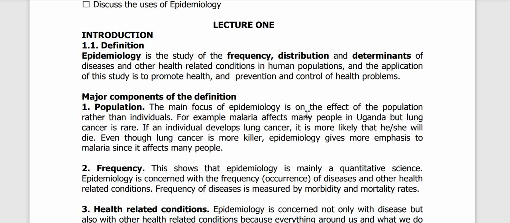And that's why I said here in epidemiology that even if lung cancer is very dangerous, we may be having only one person in a day who is affected with lung cancer. But then we have like 10 people affected with a certain disease, for example, malaria. So we would need to decide how much concern to put on that particular disease.